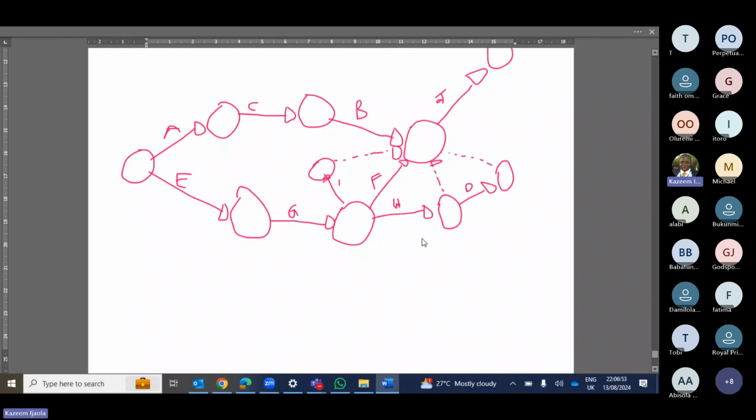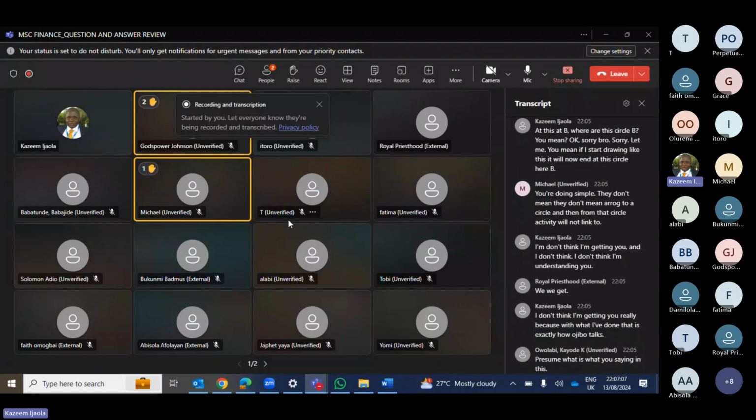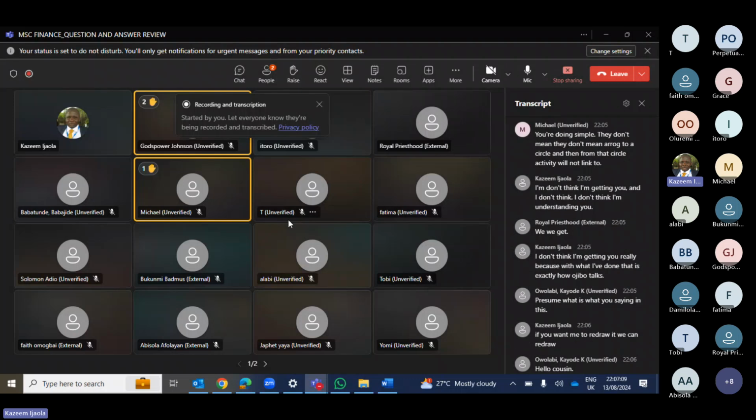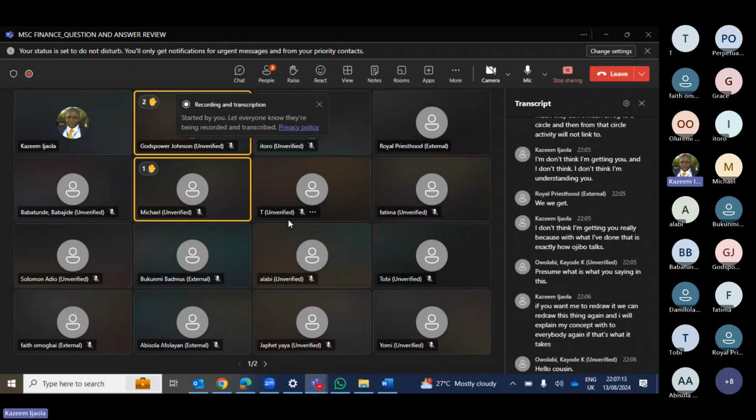I don't think I'm getting you, and I don't think I'm understanding you, really. Because with what I've done, this is exactly how it is done. If you want me to redraw, we can redraw this thing again, and I will explain my concept to everybody again, if that's what it takes.